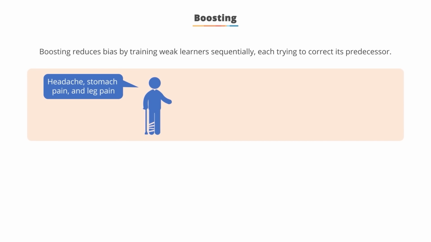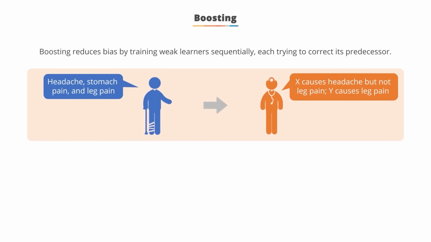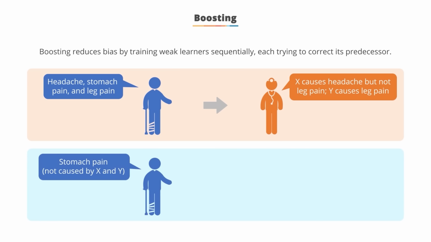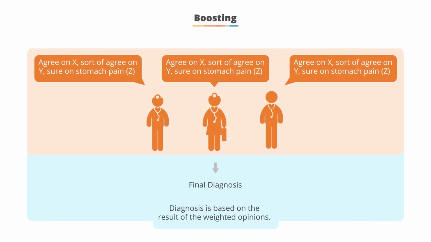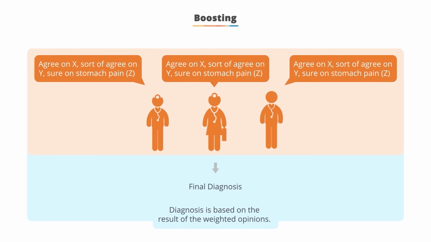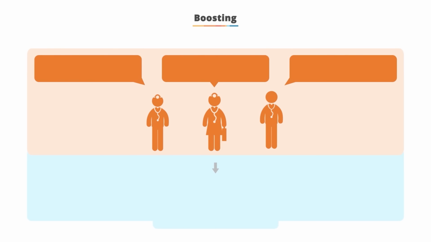Headache, stomach pain, and leg pain will have a different reason. Let's assume that X causes headache, then X will not cause leg pain because Y causes leg pain. These 2 variables are not the reason for stomach pain. Stomach pain will be caused by variable Z. Depending on the results of weighted opinions, the doctor will suggest the diagnosis sequentially.